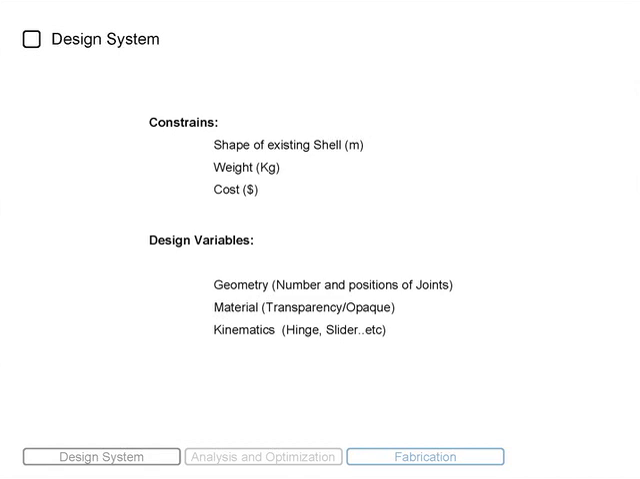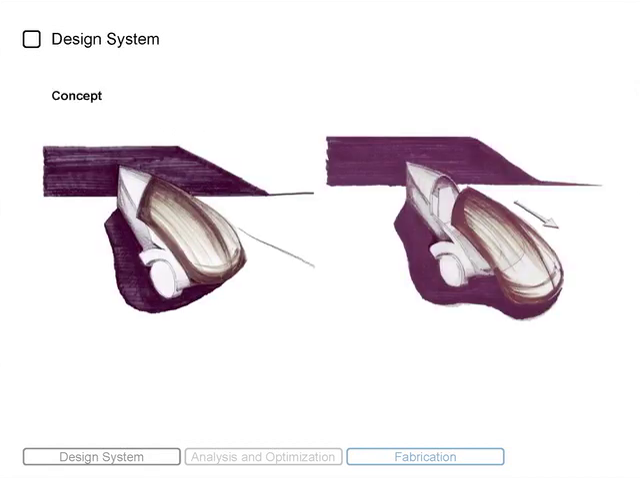Design variables. We had three major design variables: geometry, number of positions of joints, material, and kinematics as different methodologies. We started with a few sketches and ideas of how we wanted this thing to work, and we were trying to increase the size of the area of the glass and basically use both the windshield and the door as one component.